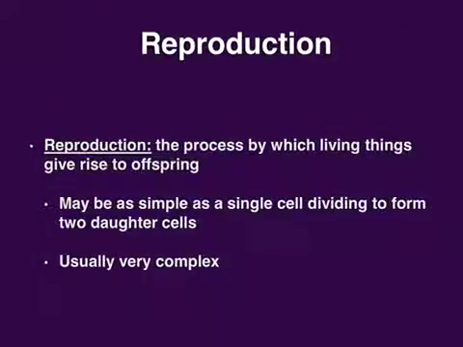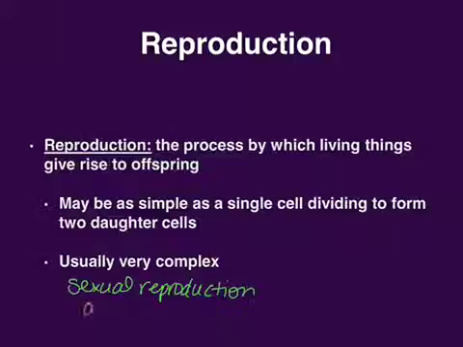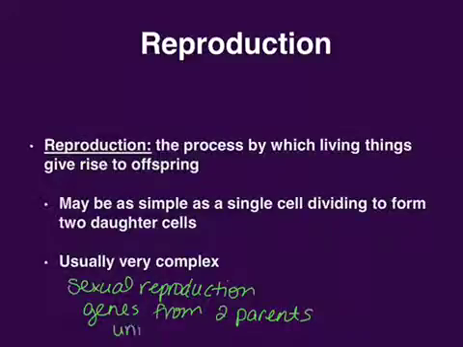This ties in with reproduction. Living things have to be able to reproduce. This is the process by which living things give rise to offspring. It can be as simple as a single cell dividing to form 2 identical daughter cells, or it could be much more complex, which is much more common, and that could be sexual reproduction, combining genes from 2 parents, which then produces unique offspring.